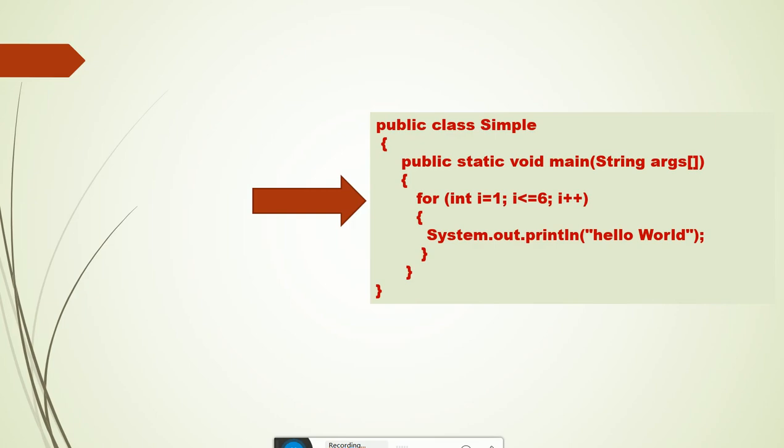So the main objective of the loop is, if you want to execute a set of code multiple times, then you can use this construct or control statement, so that you can save your time and easily debug your program.